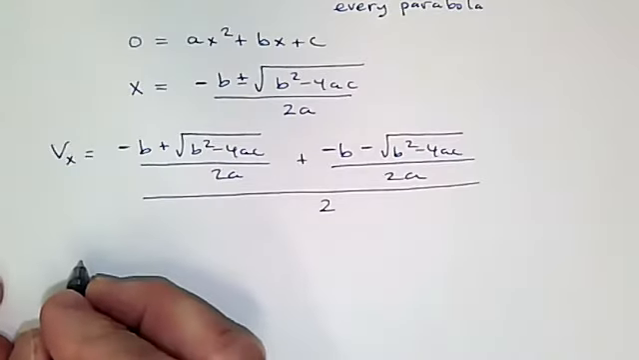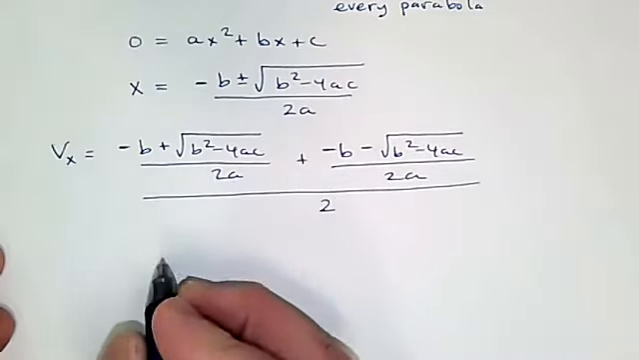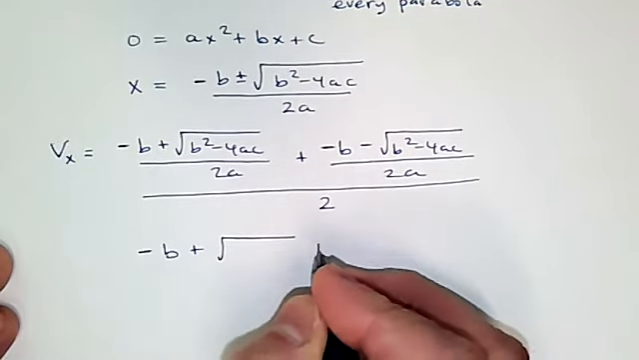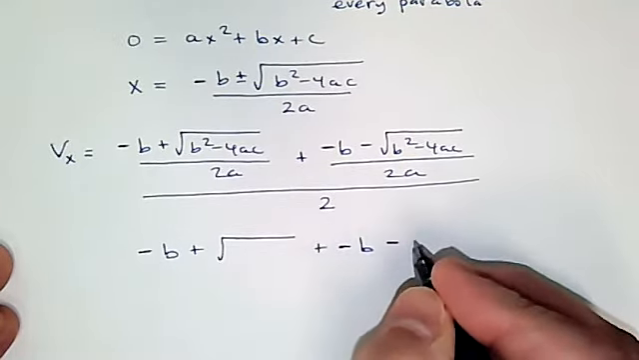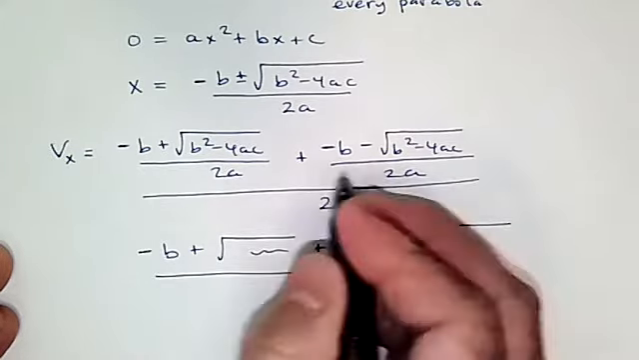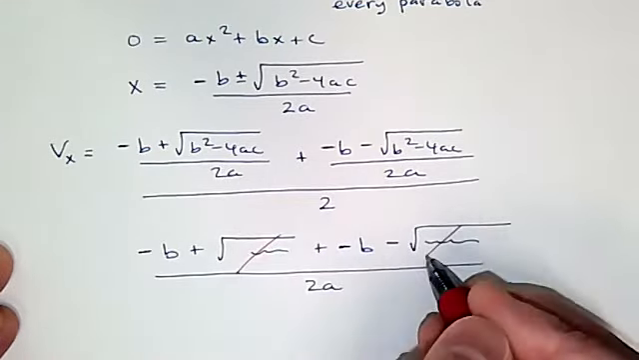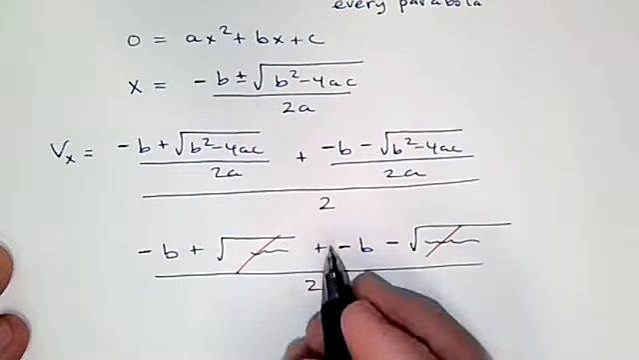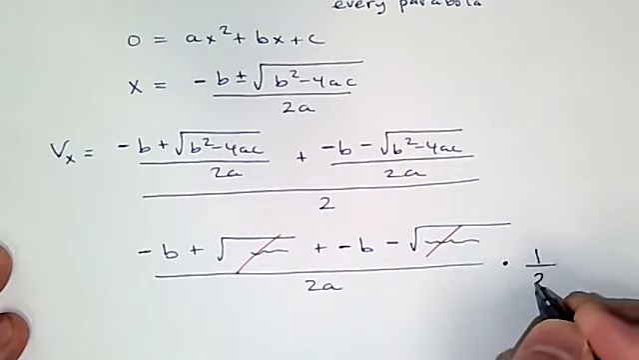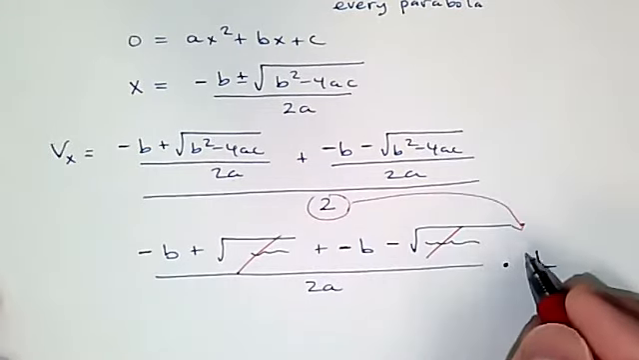Well, look in the numerator. These have the same denominators, so I could combine this to a single fraction, and what would I have? I would have negative b plus the square root plus negative b minus the square root. I'm not even going to write what's inside there because what's going to happen? They would have the same denominator over 2a. Do you see that they're going to cancel, right? That's a positive square root, that's a minus square root. And then the other thing is, instead of dividing by 2, I'm going to say that's the same as multiplying by 1/2. So this 2, I'm writing as times 1/2.